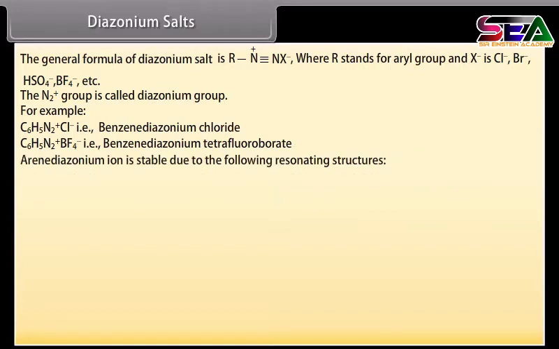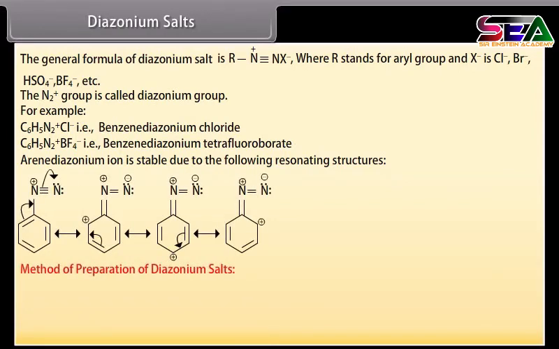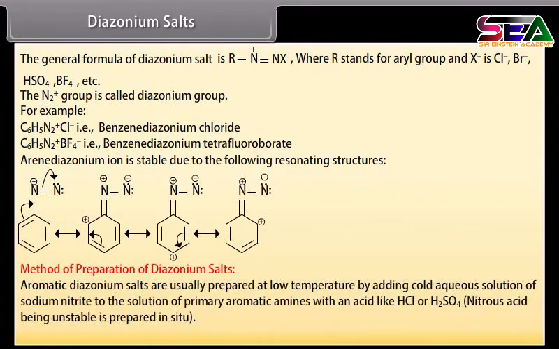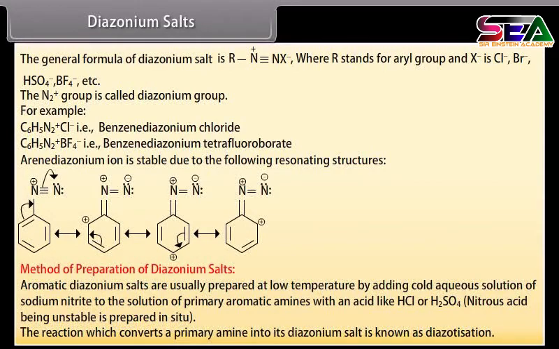Arene diazonium ion is stable due to the following resonating structures. Method of preparation of diazonium salts. Aromatic diazonium salts are usually prepared at low temperature by adding cold aqueous solution of sodium nitrite to the solution of primary aromatic amines with an acid like hydrochloric acid or sulfuric acid, because nitrous acid, being unstable, is prepared in situ. The reaction which converts a primary amine into its diazonium salt is known as diazotization.